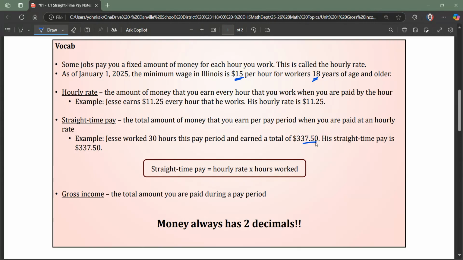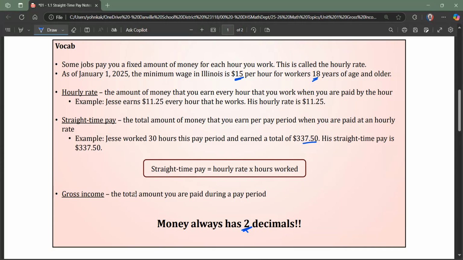If you want to calculate straight time pay, all you're going to do is take your hourly rate and multiply by how many hours you worked. Boom, multiply, round your answer. Money always has 2 decimals, so make sure that you round your answer.